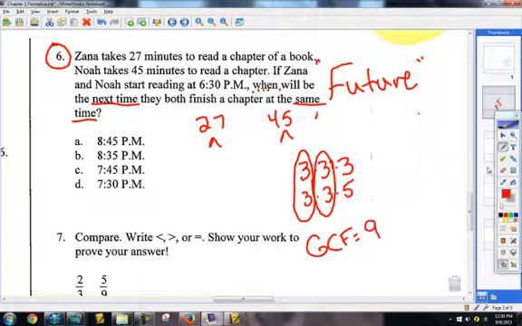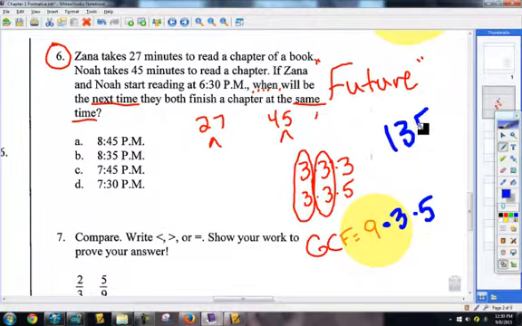Now, right away, if you thought the answer was 9, ask yourself for a minute. In 9 minutes, if they started right now, are either of them going to finish a chapter in 9 minutes? No, they're not. So, obviously, that should have been a good catch to know that it's an LCM. Then I'm going to take that, I'm going to multiply by 3 times 5. I'm going to end up getting 135 minutes.